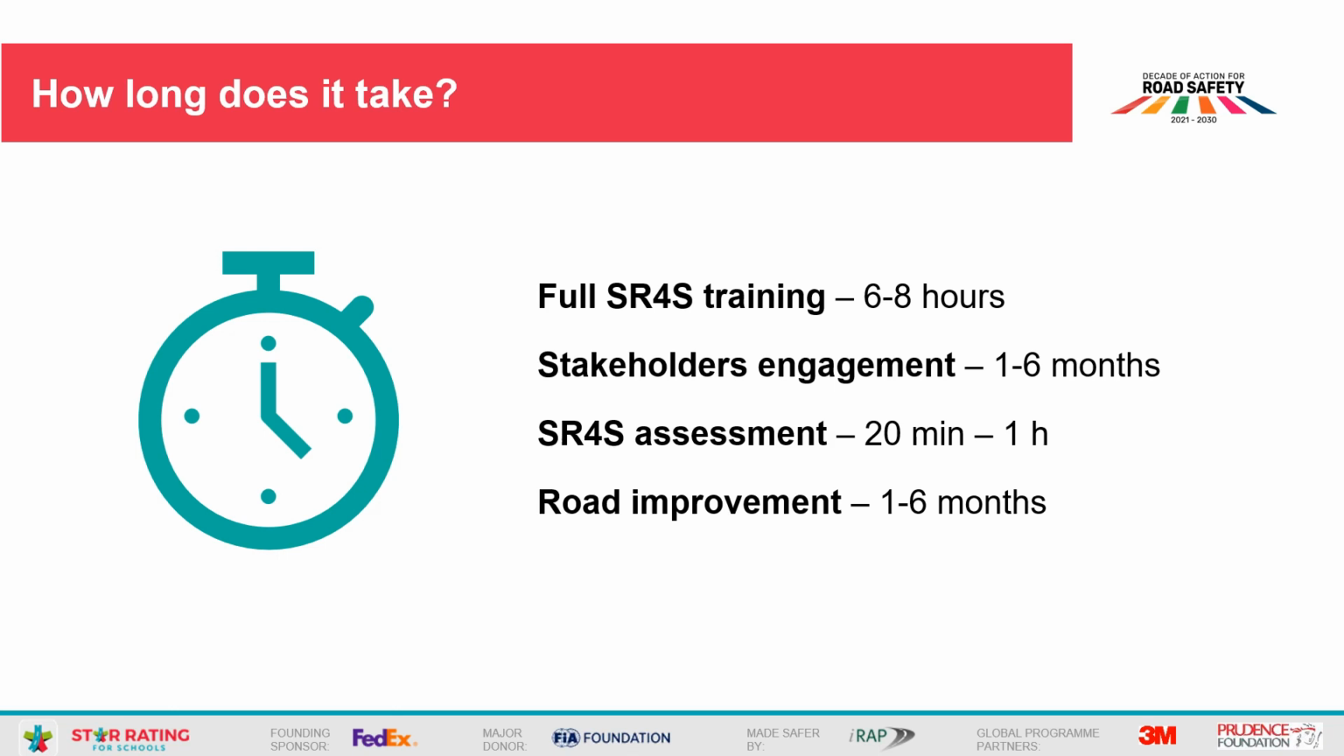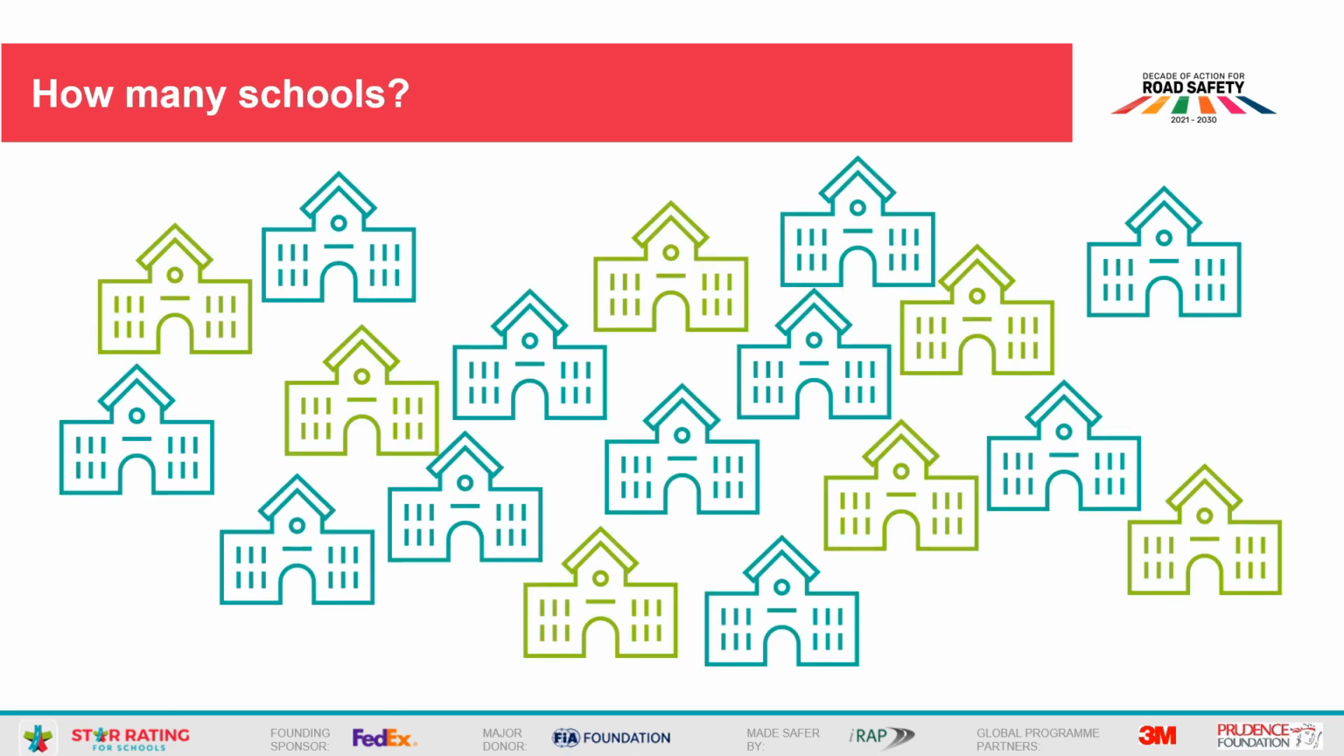But this is something that might also take longer or be quicker depending on the engagement of your stakeholders in the project. And how many schools should you include in your project? You can start with a pilot of 1, 5, or 10 schools, for example, to show the importance of the project and the impact of the solutions to the community. And then you can expand your project to other schools, potentially even to all schools in your city.